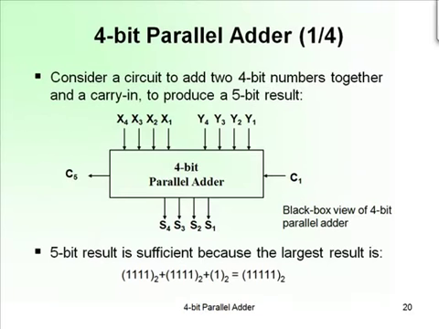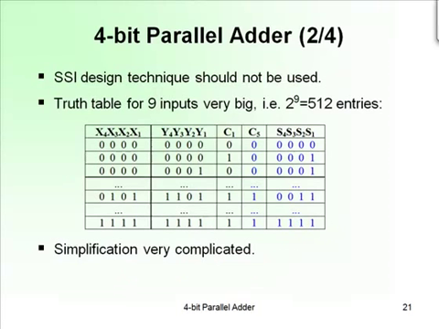Consider a circuit to add two 4-bit numbers together with a carry-in to produce a 5-bit result. Five bits is sufficient because the largest result would be 1 1 1 1 1. How would you actually create this adder? If we use the SSI method we talked about earlier, where you generate the truth table and then simplify the equations using K-map or Boolean simplification, you get a big problem already because there's 2 to the 9, that's 512 entries in the truth table. So you'd get this question wrong on a test if you try doing it this way.